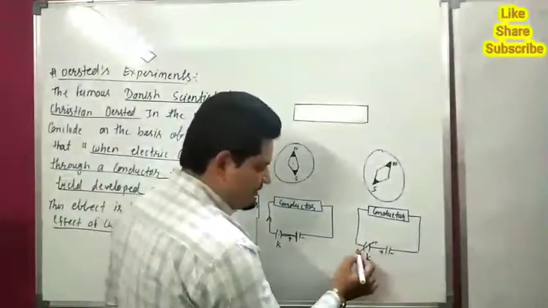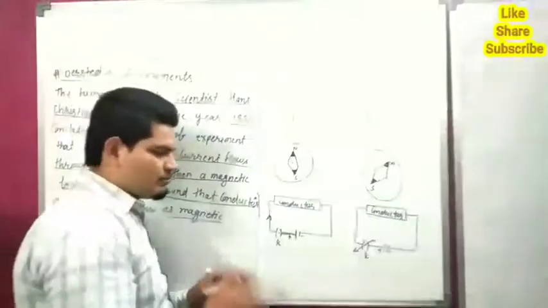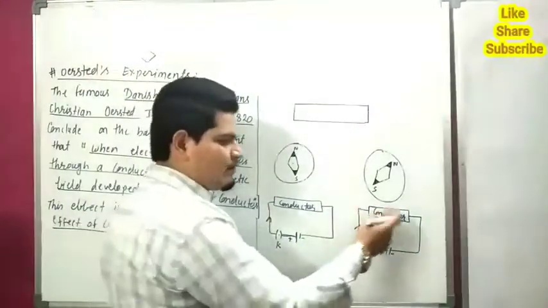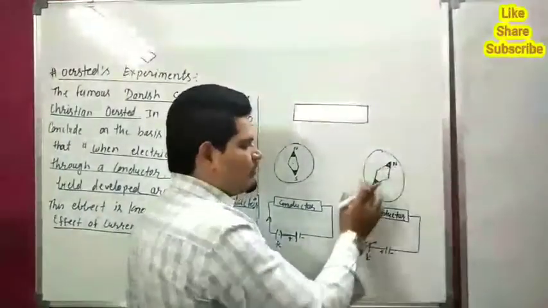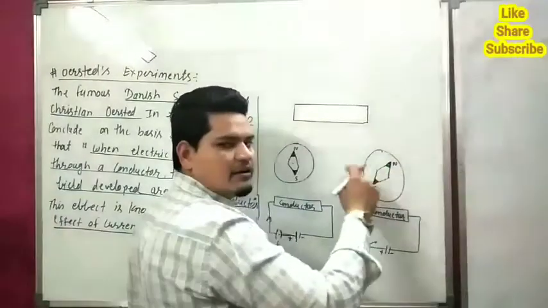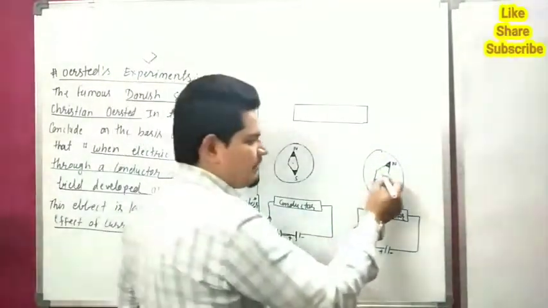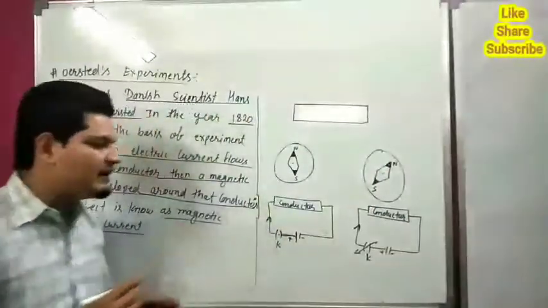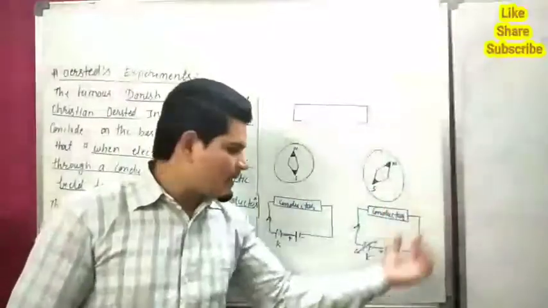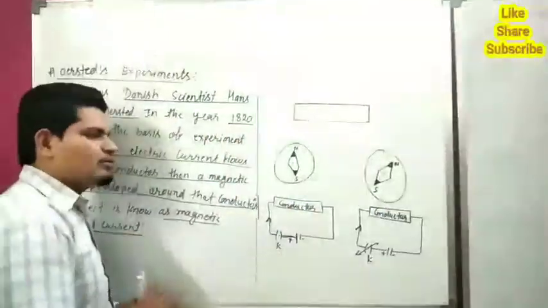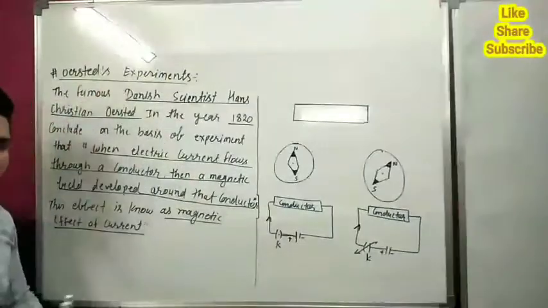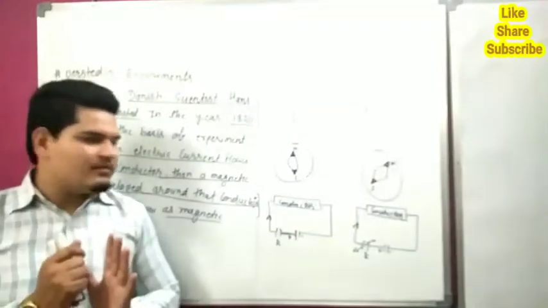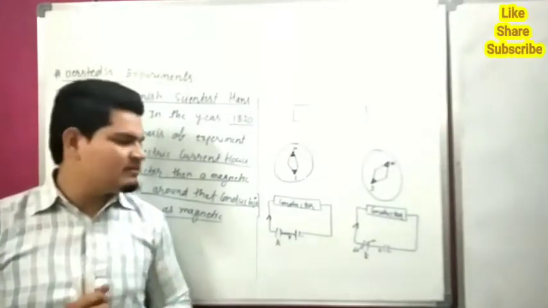When we press the key and the key is closed, current flows from the positive terminal of the battery, and because of the current flowing, a magnetic field develops. Due to this magnetic field, the needle starts rotating around its axis. So he proved that a magnetic field is developed due to electricity, due to current. This is called the Oersted experiment, considered a revolution in the field of magnetism and electricity.